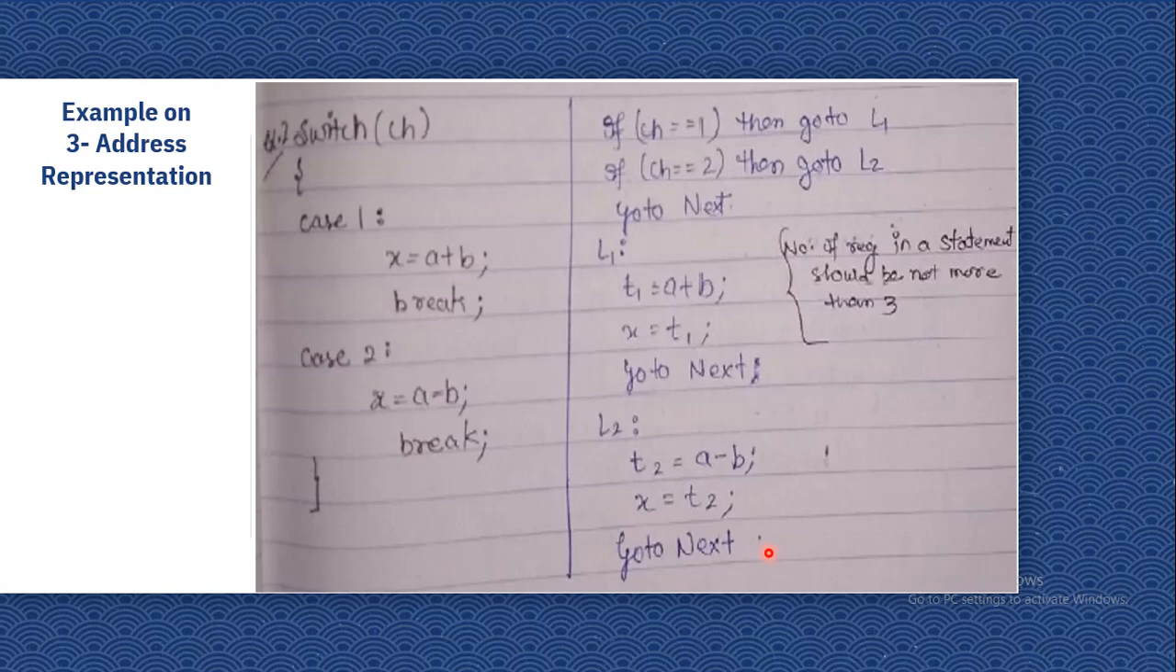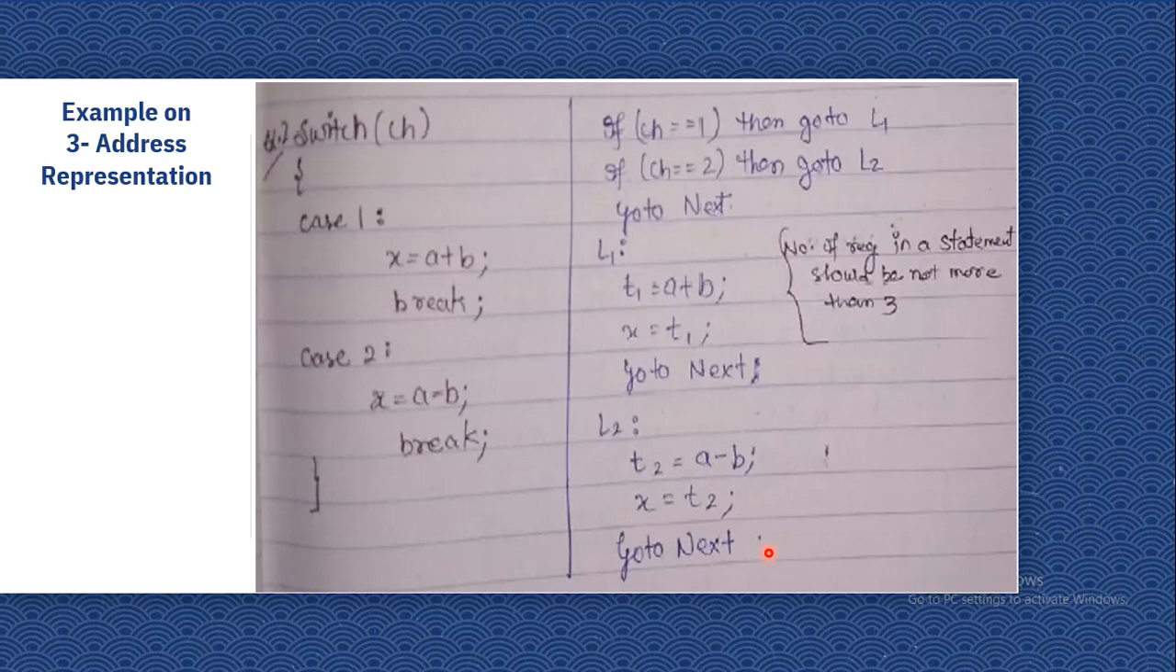So what happens if ch equals 1? Here equals is a relational operator. If ch equals 1, then go to L1, where we add the value of a and b and store it in a temporary variable. If we do not store it in a temporary variable, it will also be correct. But since we have to optimize the code in the next phase, I am doing it this way so that you can easily observe the optimization phase.